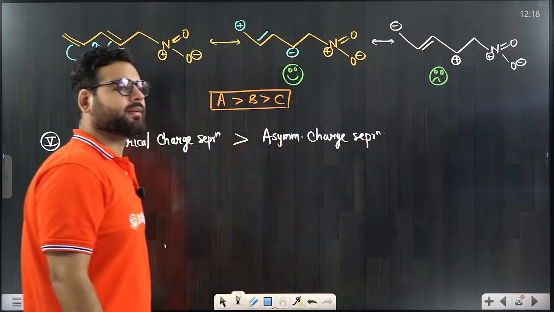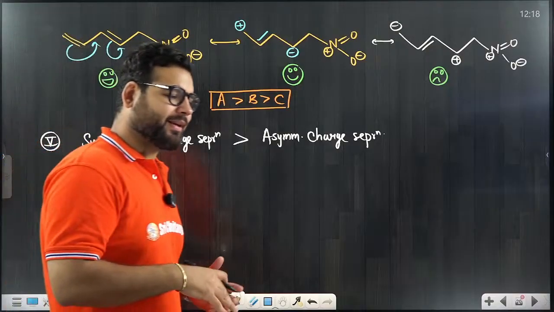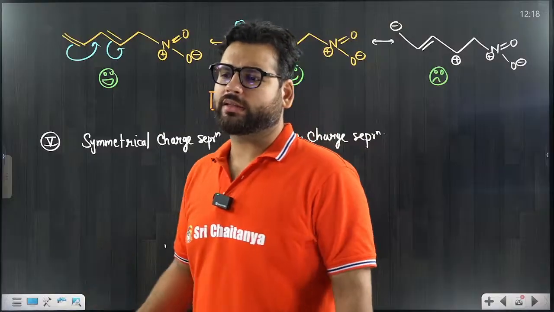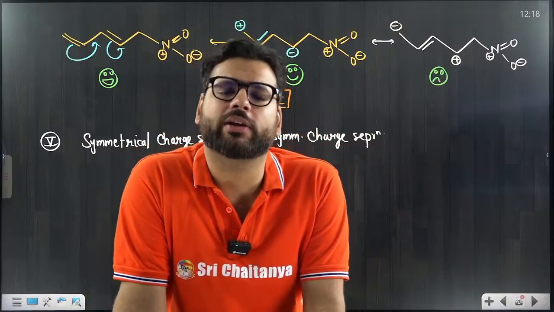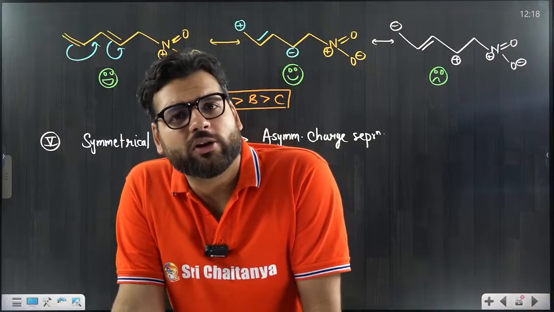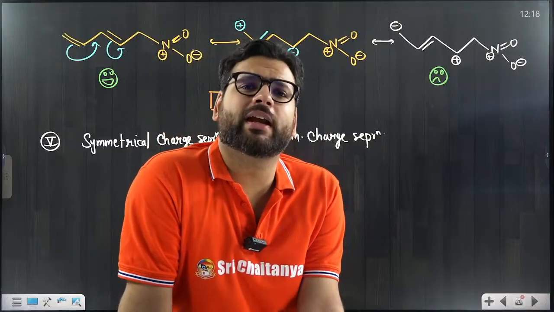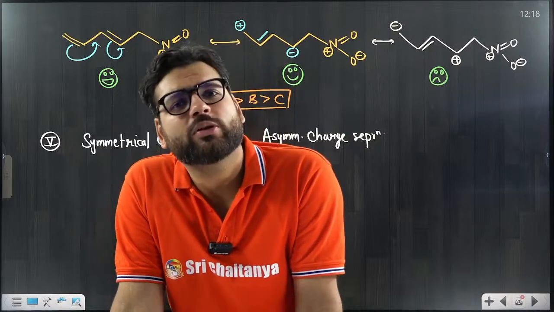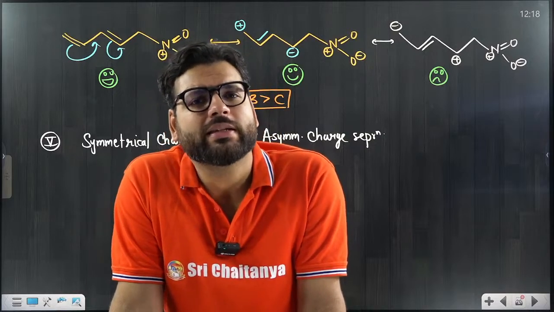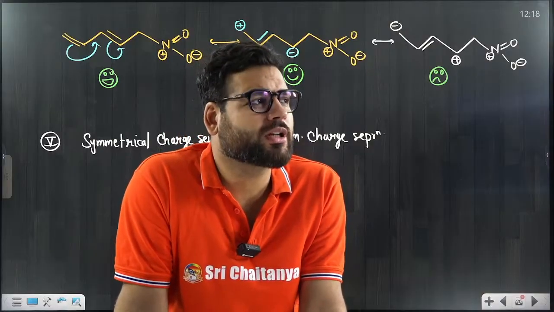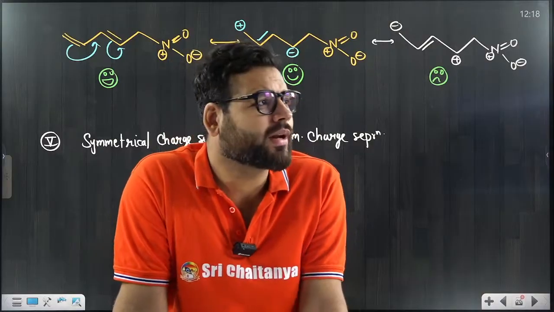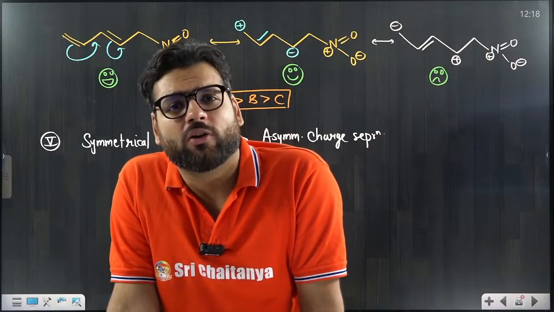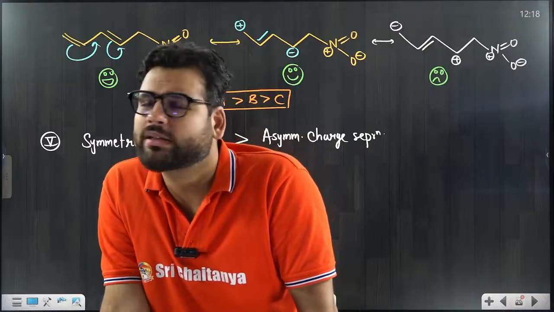Then you might say, sir, what is symmetrical, what is asymmetrical? Symmetrical charge separation means, according to the law of nature, if oxygen is more electronegative and carbon more electropositive, then a negative charge on oxygen is more stable because oxygen is more electronegative, and a positive charge on carbon is more stable. That is symmetrical charge separation, that the electropositive atom gets plus, the electronegative atom gets minus. If you do the opposite, oxygen getting plus and carbon getting minus, it is not good.